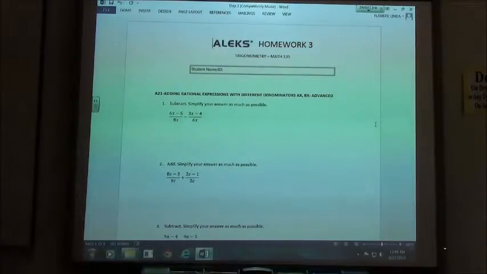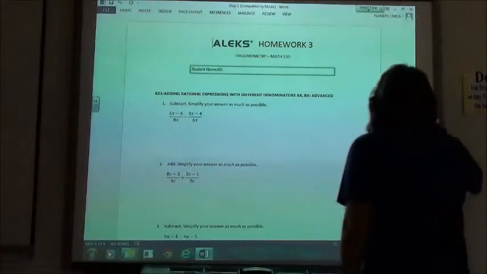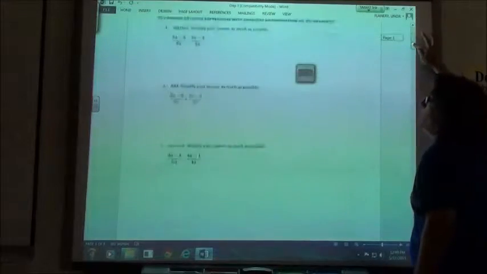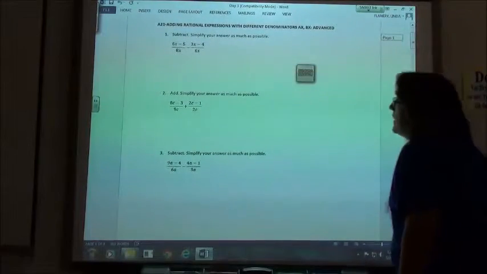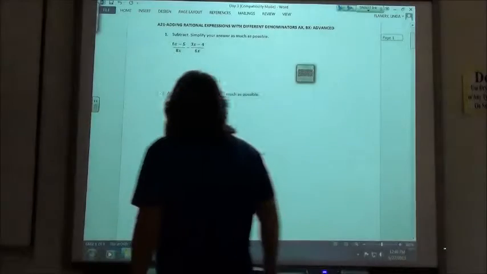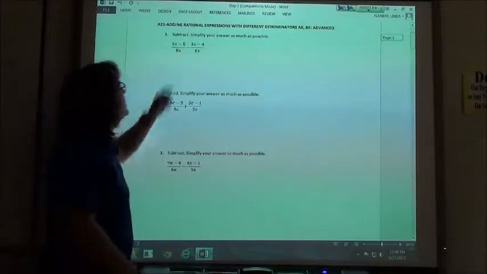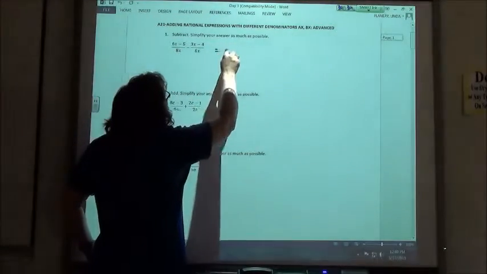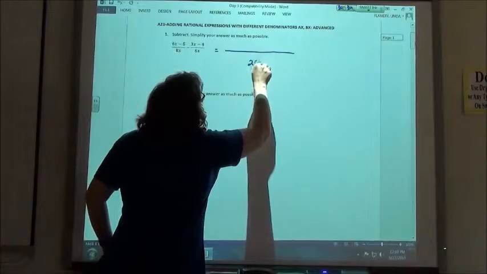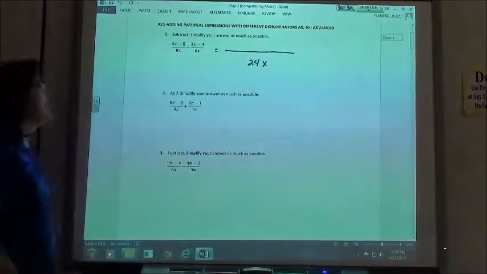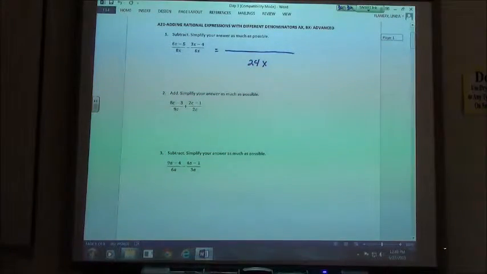Homework 3 starts off with adding rational expressions with different denominators. And it says on the first one there we have to subtract, and so when we add and subtract fractions we have to have a common denominator. In this case we have an 8x and a 6x. Our common denominator is going to be 24x because the least common multiple of 6 and 8 is 24.